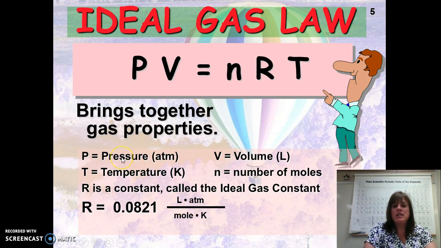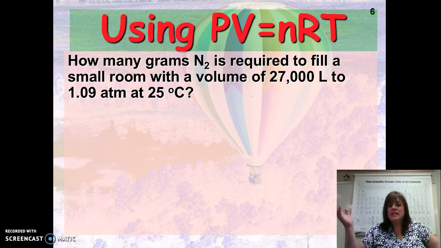So that means every time you work with the ideal gas law, your pressure has to be in atmospheres. Your temperature, of course, has to be in Kelvin, regardless. Your volume has to be in liters, and n is number of moles, so you have to work in moles. So if you are not in these units, you need to convert to these units before you can plug into the ideal gas law.